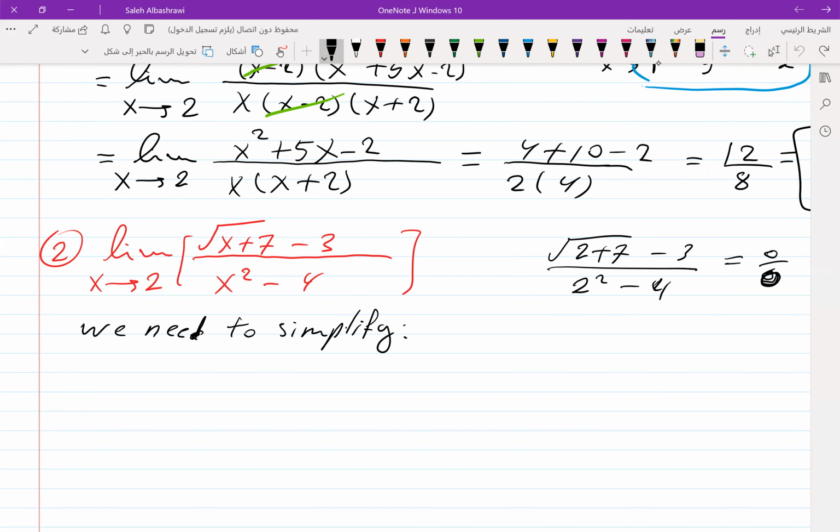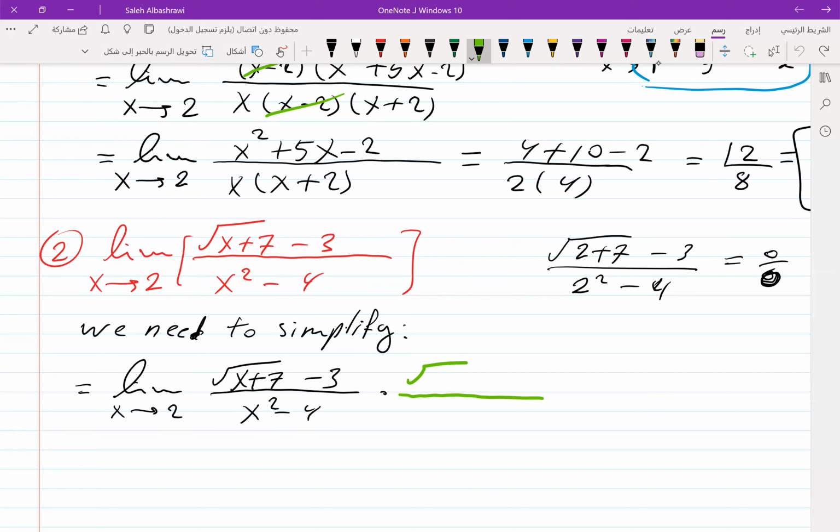But in this case, the numerator is not a polynomial. It is square root of x plus 7 minus 3. To simplify such examples, we need to multiply by what's called the conjugate of the numerator. In this case, since the square root is in the numerator, I'm going to multiply by the conjugate. So this one will be limit of square root of x plus 7 minus 3 divided by x squared minus 4, as x goes to 2, multiplied by the conjugate.